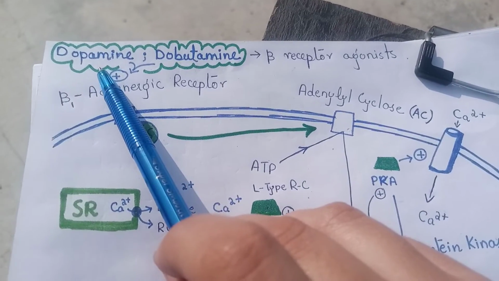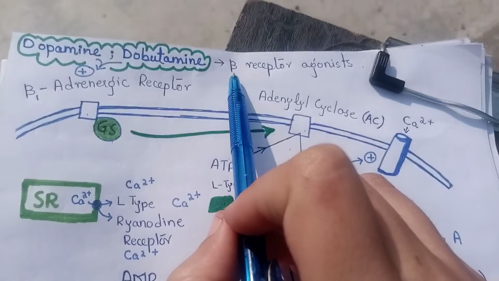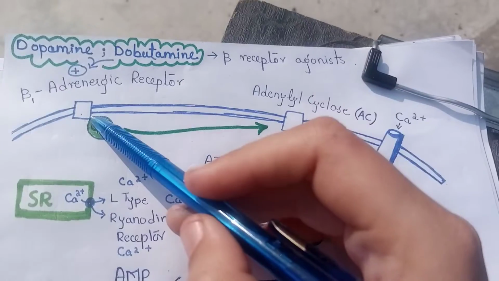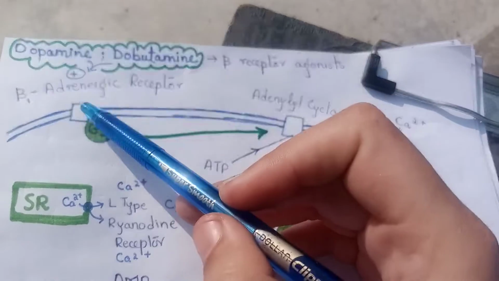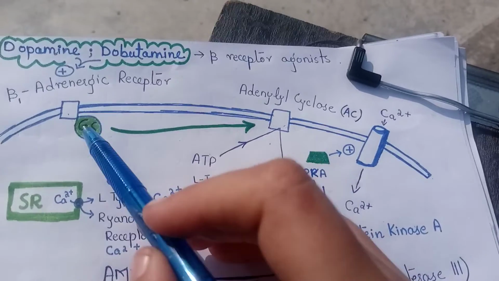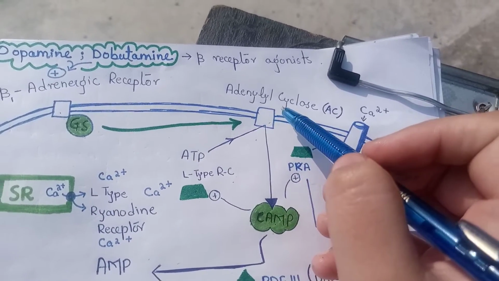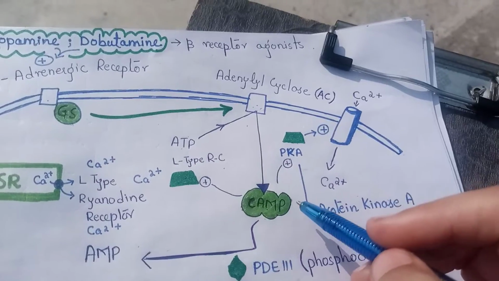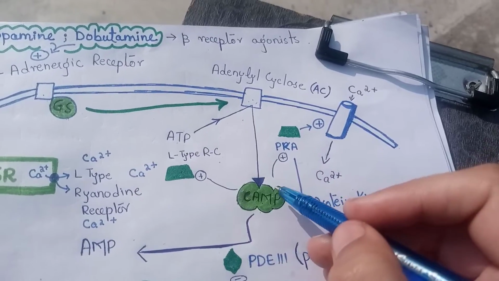If you can see over here, it is dopamine and dobutamine. These drugs are beta receptor agonists, meaning when they bind to the beta receptor they will stimulate its activity. So when dopamine and dobutamine are given to the patient, they bind to the beta adrenergic receptor. It then activates the G protein. Once the G protein is stimulated, it activates adenylyl cyclase. Adenylyl cyclase converts ATP into cAMP. So the end result is increased cAMP.